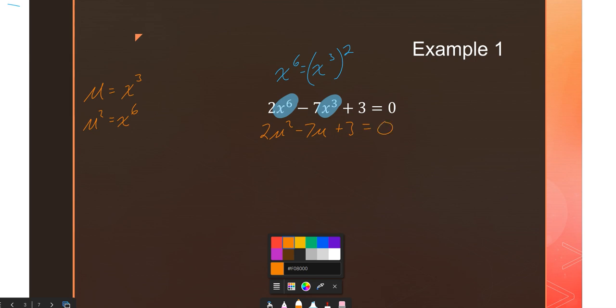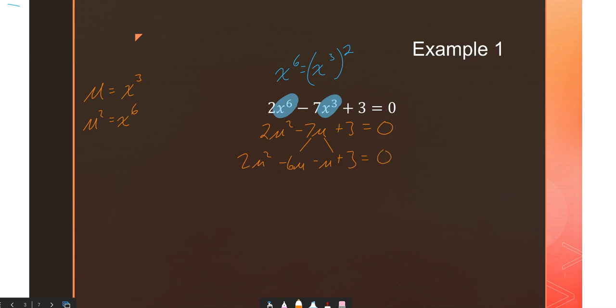Now we're going to go ahead and factor. So first thing I'm going to do is factor by grouping. Alright, so I'm going to break that negative 7u up into negative 6u and negative u. So we've got 2u squared minus 6u minus u plus 3 is equal to 0. So we can take each of those groups. If I look at 2u squared minus 6u, I can factor out a 2u and we're left with u minus 3.